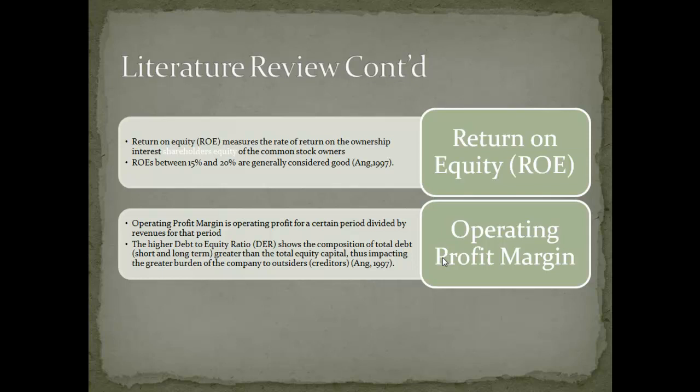And then the next variable is operating profit margin. Operating profit margin is operating profit for a certain period divided by revenues for the period. The higher debt to equity ratio shows the composition of total debt greater than the total equity capital, thus impacting the greater burden of the company to outsiders.